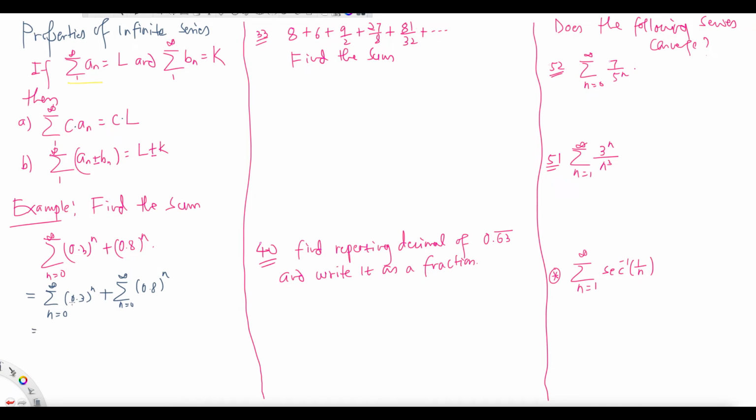So what do you get there? Then this is a geometric series. This is also a geometric series. So what is a here? A is 1, right? What is a here? A is also 1 here. So this is a geometric series with the common ratio less than 1. This quantity is less than 1. This is also less than 1.